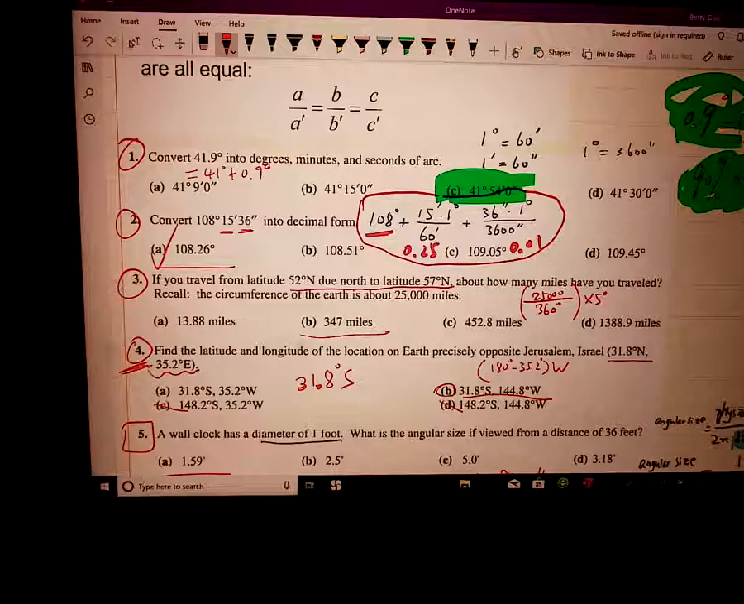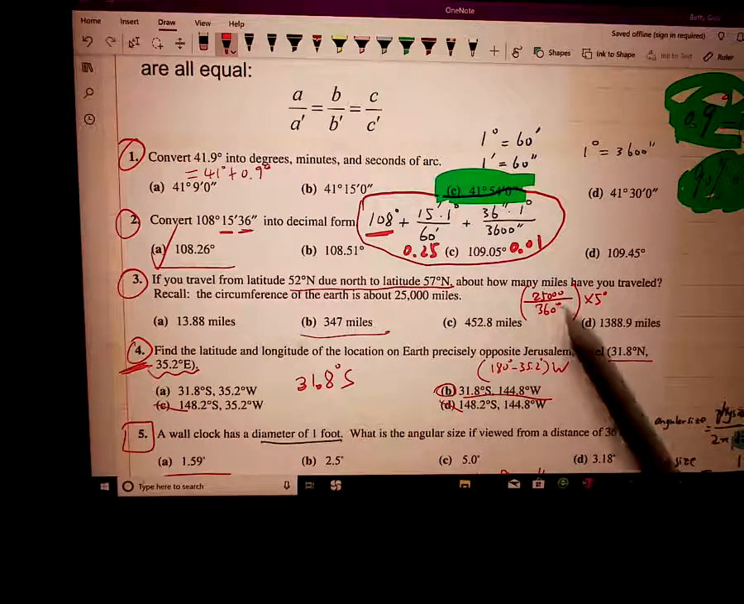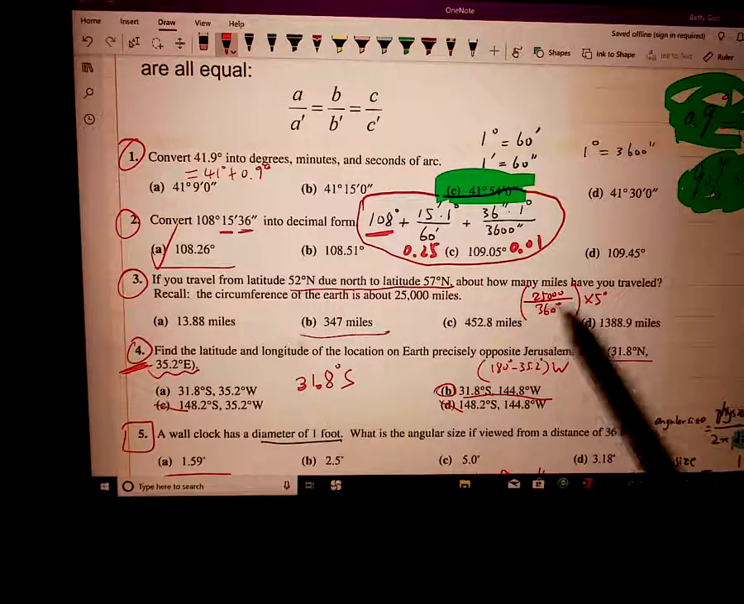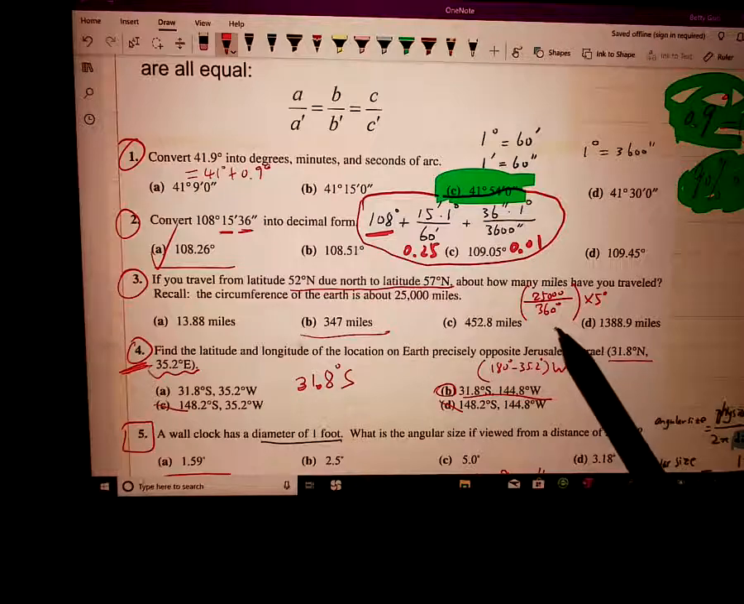Number 3, if you travel from latitude 52 degrees north due north to latitude 57 degrees north, about how many miles have you traveled? Recall, the circumference of the Earth is about 25,000 miles. If you move 1 degree, how many miles is that? We know the equator is a circle, right? The circumference of the circle is 25,000 miles, and it has 360 degrees. So if you divide 25,000 miles by 360 degrees, you get the mileage for 1 degree.